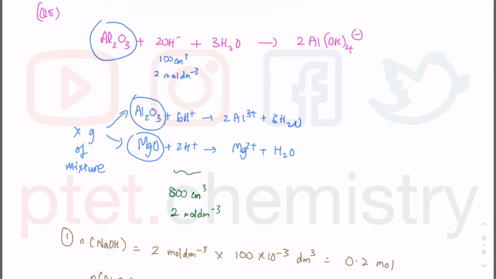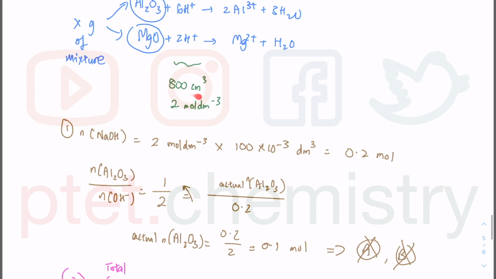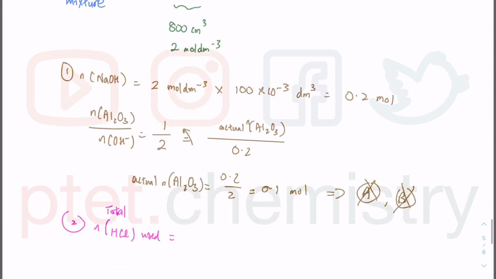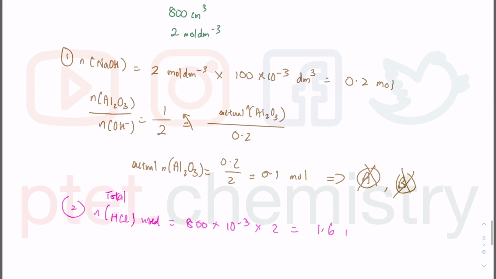Okay, let's see, what can I do? So the total, okay, I work out the total mole first. The mole of HCl used, total mole of HCl used, N equal to CV, so 800 divided by 1000 times 2 mole per dm cube. And put that into your calculator, and you will get 1.6 mole.